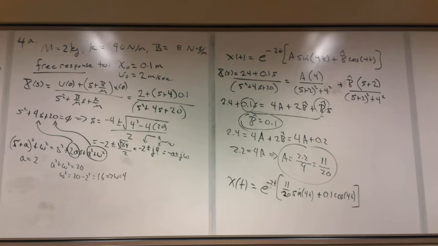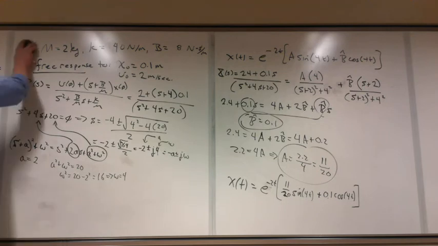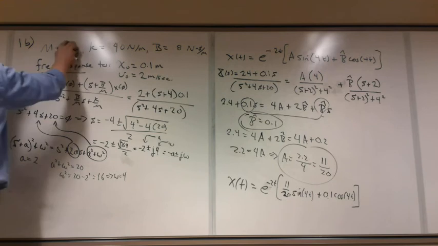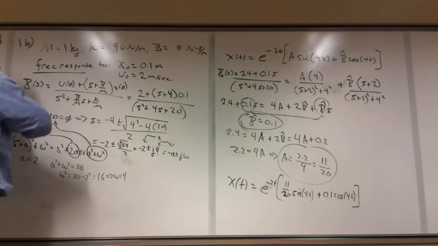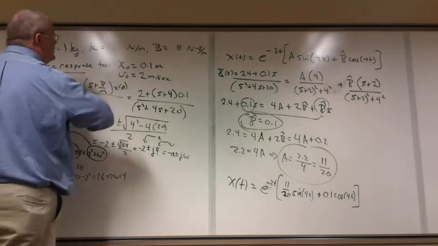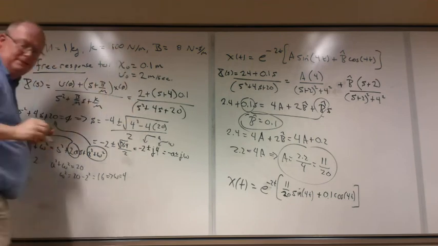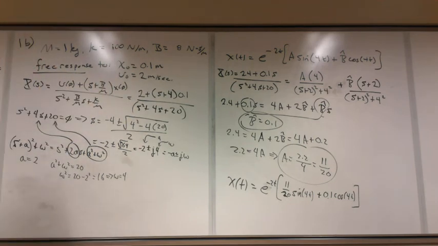Let's do 1B, 1C, and 1D. Okay, so 1B, m is equal to 1 kilogram, k, as I recall, was 100, and b was equal to 25.